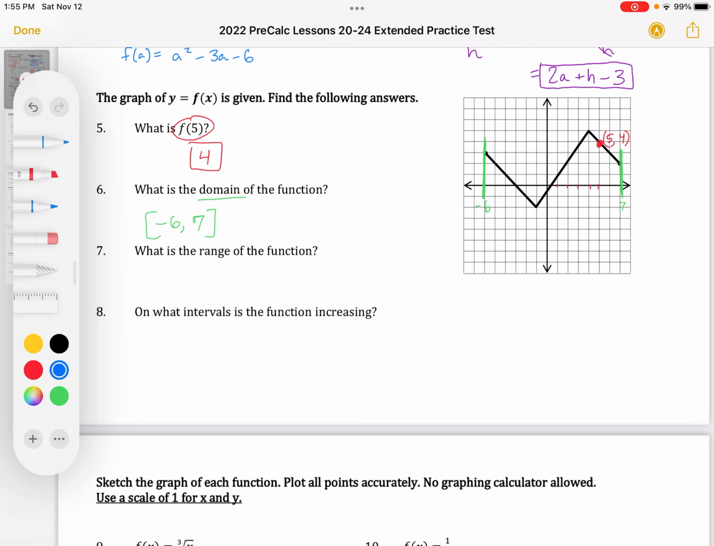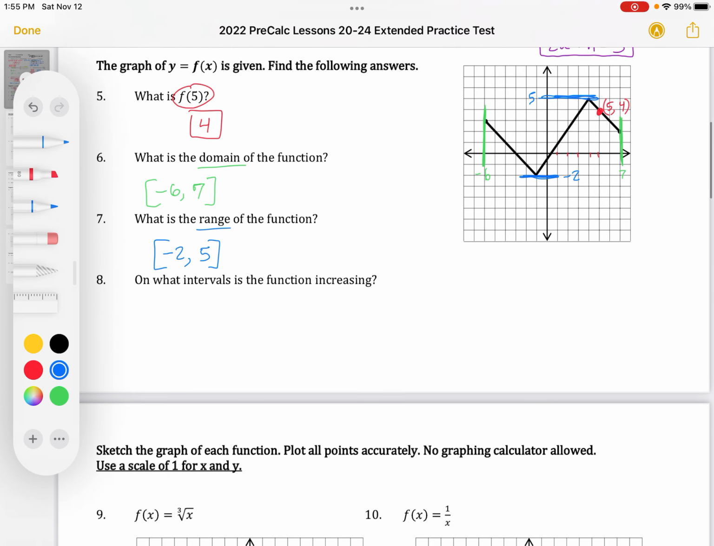The range is similar, but range is y values. So the lowest y value I can see is negative 2. The highest y value I can see is 1, 2, 3, 4, 5. So my range, that's the y values that my function lives on, is from negative 2 to 5.